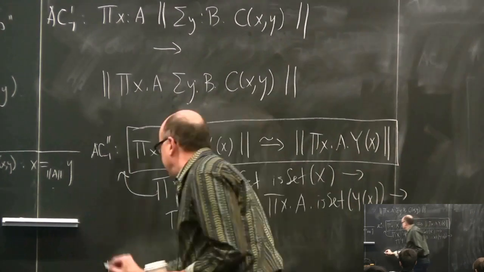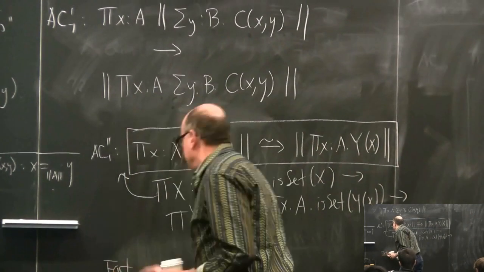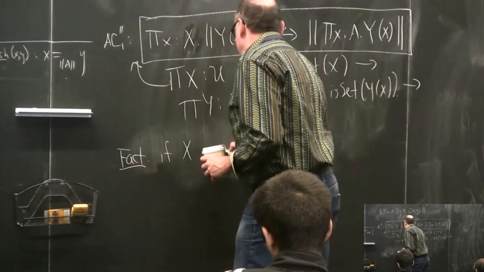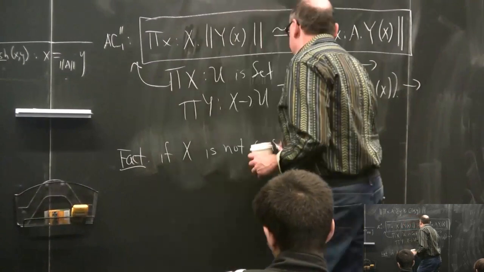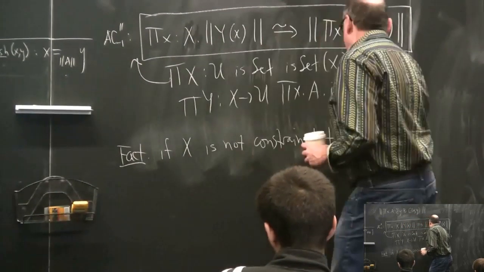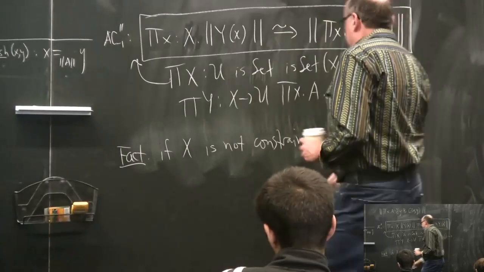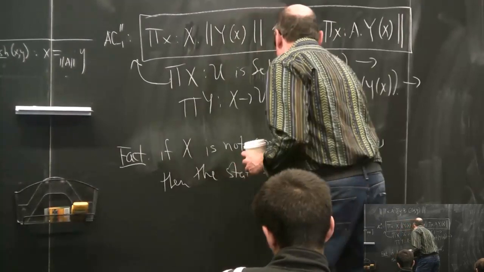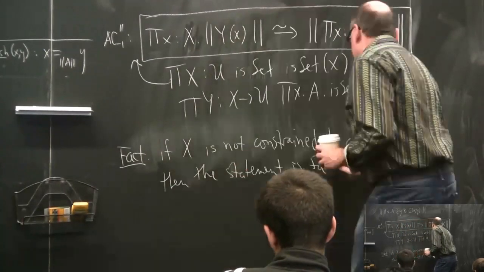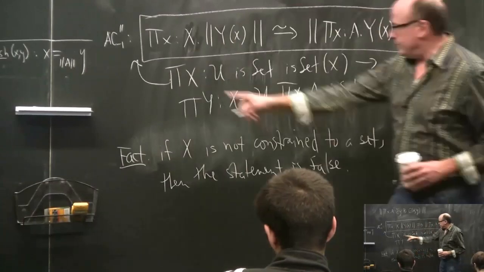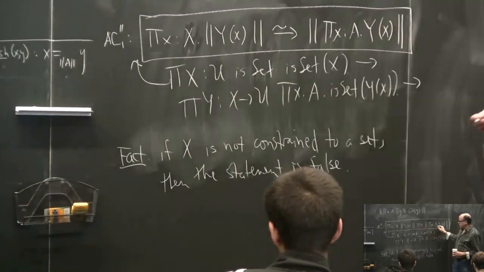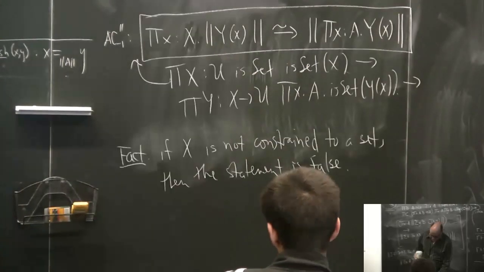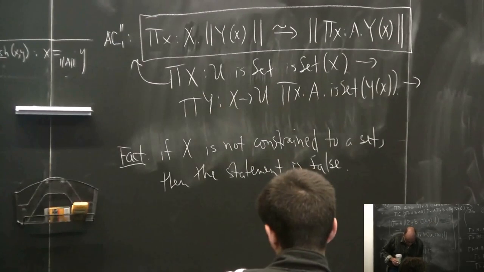So the fact that's in the book, which I will not reproduce here, which you can see in the book, is if x is not constrained to be a set, then the statement is false. That is, it can be refuted. The statement means this version of the axiom of choice, but in which I get rid of that assumption. And how does it do it? Well, by exhibiting something which is a groupoid and it's not a set, and that's worked out in the book.